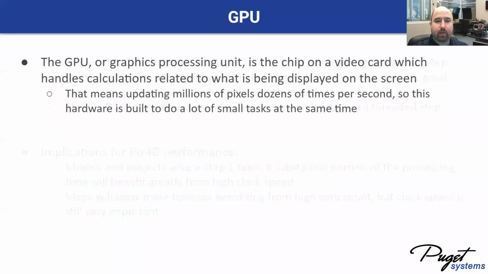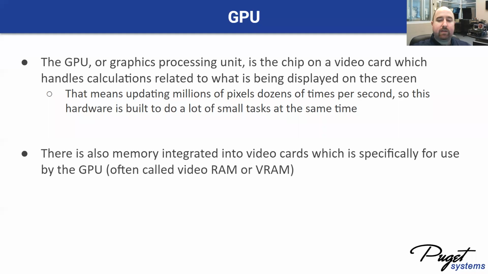Moving on to the video card, or GPU, which stands for graphics processing unit. That's the chip specifically on the video card that handles calculations related to what is being displayed on the screen. So these processors are designed to update millions of pixels dozens of times a second, meaning that their hardware is designed for lots of little tasks very quickly, all at the same time. And they've also got dedicated memory on video cards nowadays. You'll hear, in addition to the model number of a video card, usually they'll say 4 gig or 8 gig or 12, however many gigabytes of memory it has.